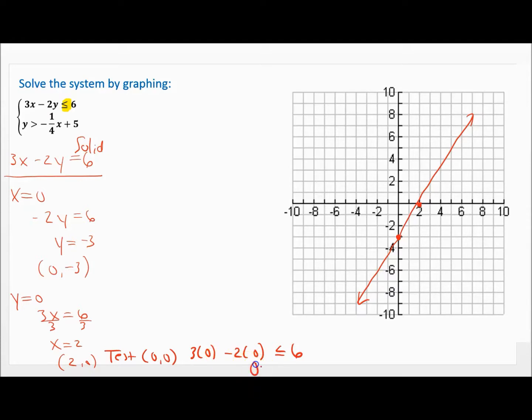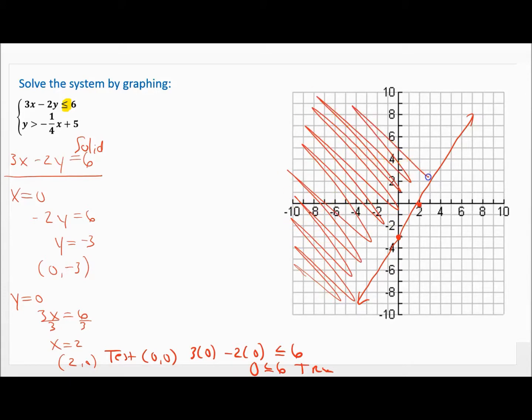But not 0, 0 at the same time, which is what we're doing when we test a point. And this is 0 is less than or equal to 6. Is that true? Sure it is. So (0, 0) is on the top side. So that means I shade all of this, forever.